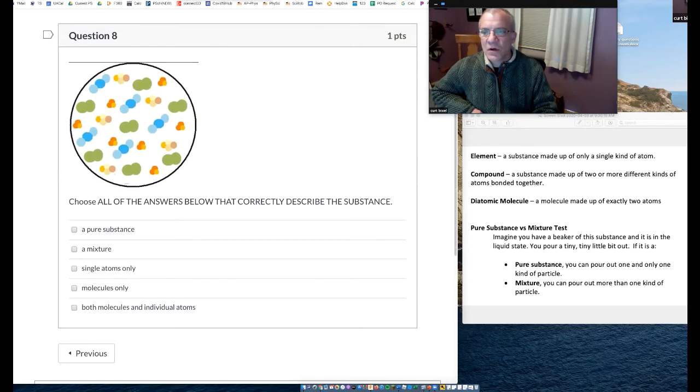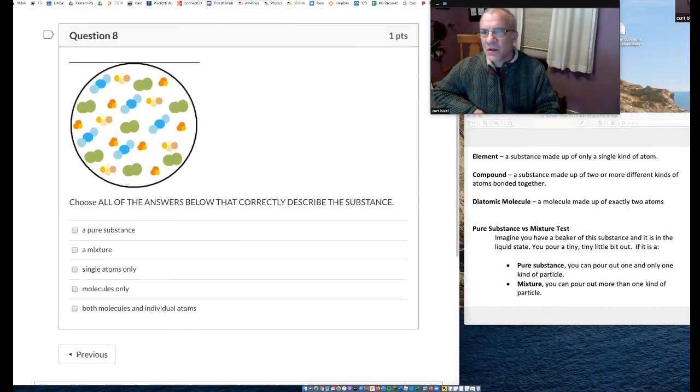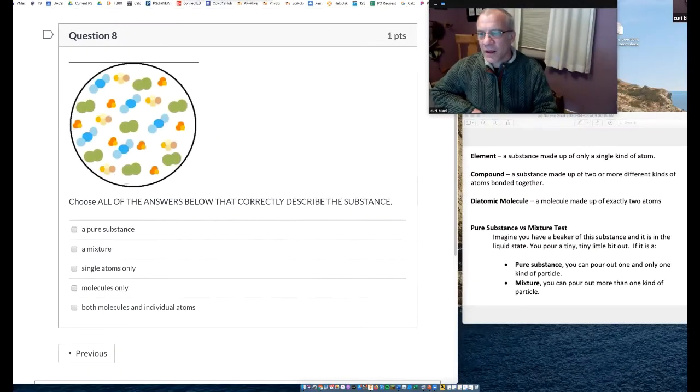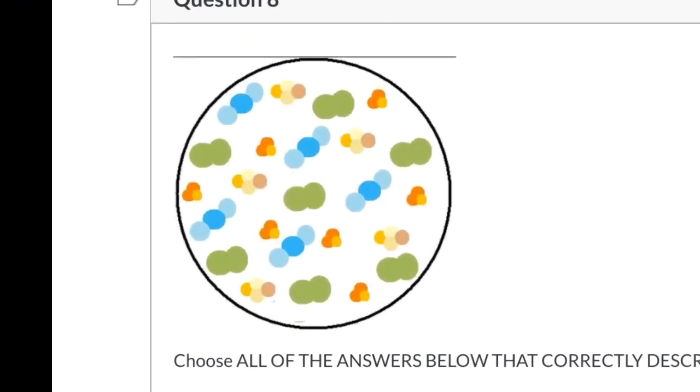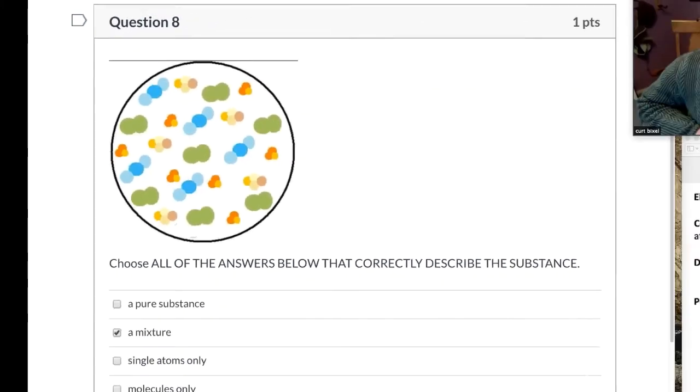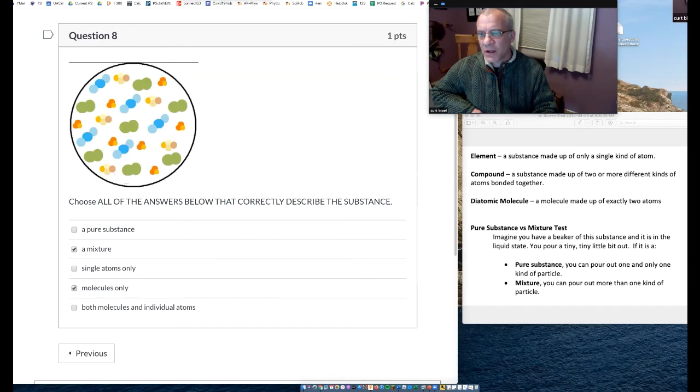Choose all the answers below that correctly describe that substance. Is it a pure substance? No, there's several different kinds of things that you could pour out. That is a mixture. Is it single atoms only? I don't see any single atoms here. Everything in here is a molecule. This molecule has 3 atoms in it. This has 2 atoms in it. This has 4 atoms in it. So this is molecules only. And that's it.